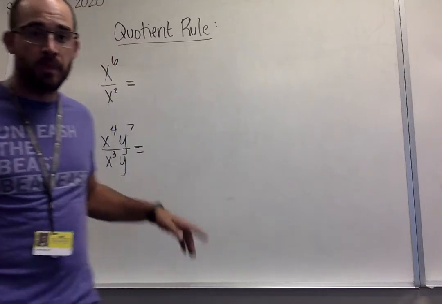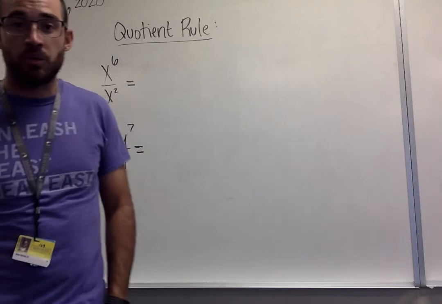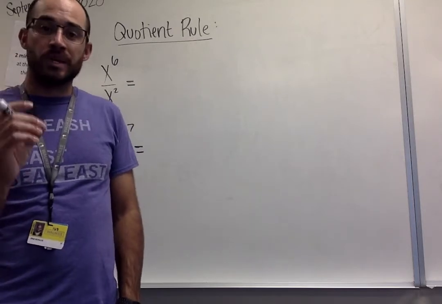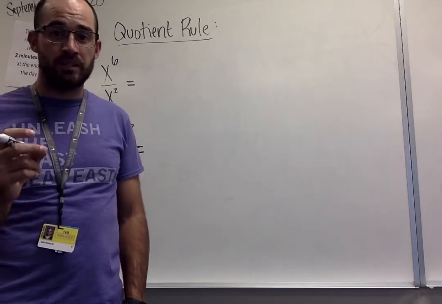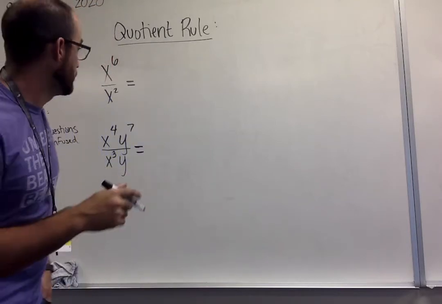Okay. Today we're talking about the quotient rule. Quotient is talking about division, so we're talking about when we divide our bases that have exponents. So again, the same base has to be true for these rules. So the same base dealing with our exponents and division.